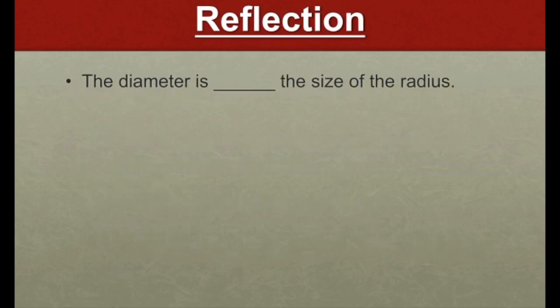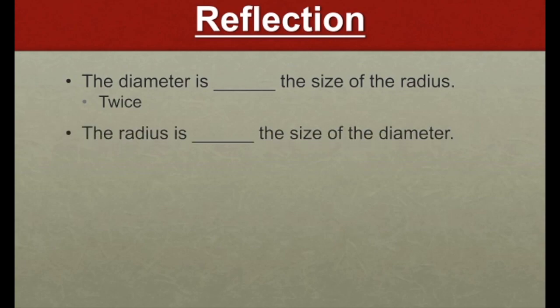The diameter is blank the size of the radius. Well, the diameter is twice the size of the radius. If the radius is 5 meters, then the diameter is going to be 10 meters. If the radius is 30 meters, then the diameter is going to be 60 meters. The radius is blank the size of the diameter. Well, that's half. If the diameter was 100 feet, then the radius would be 50 feet.